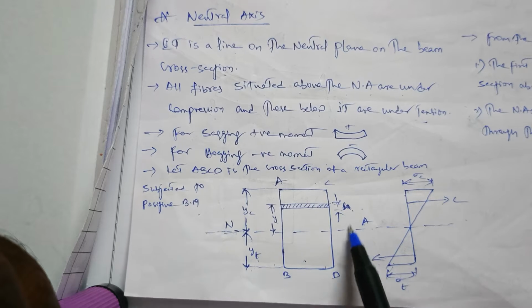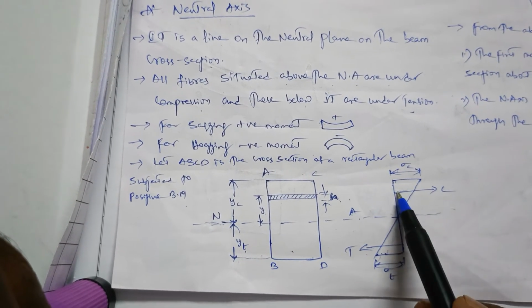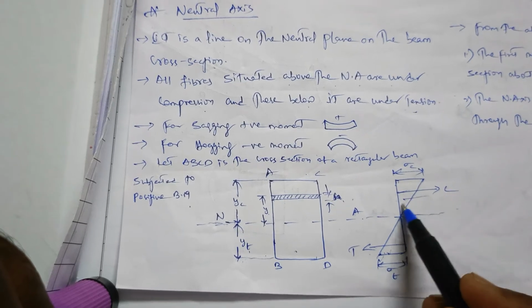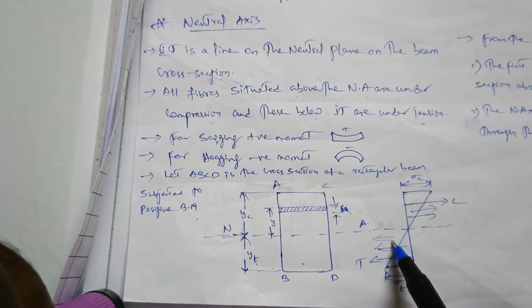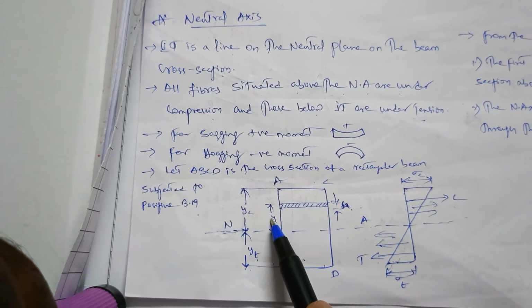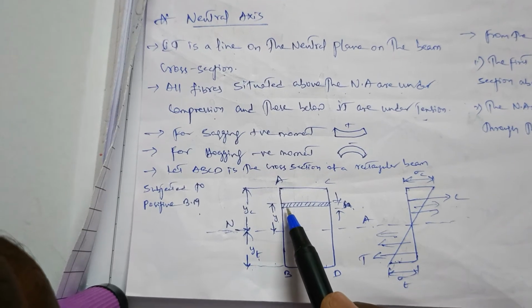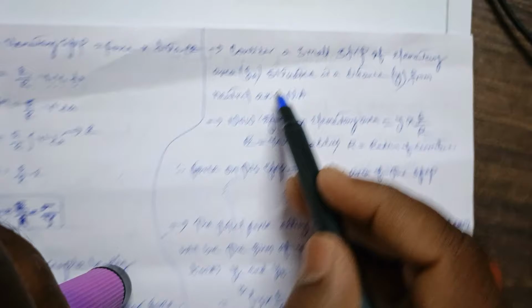So in this condition the bending stress will be in this direction. You can see here the forces which are acting, this will be in the compression state and this will be in the tension state, okay. So that means the forces are acting on the beam in the horizontal condition.